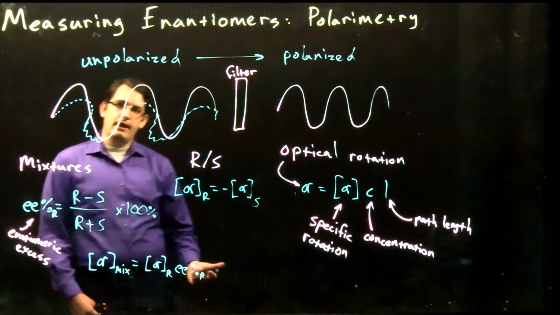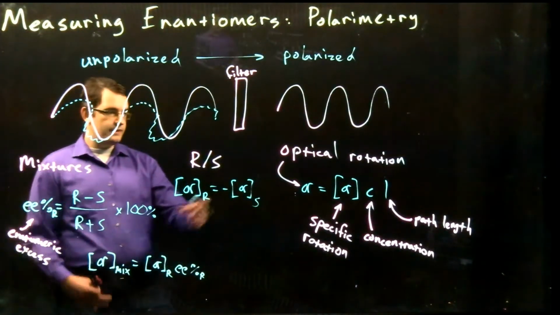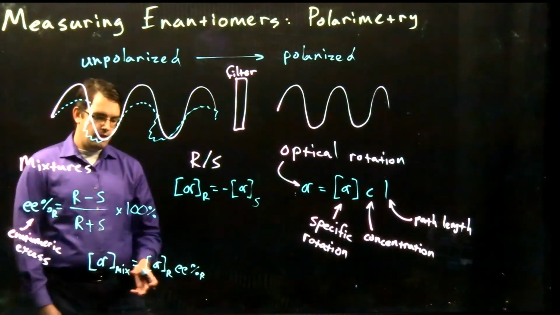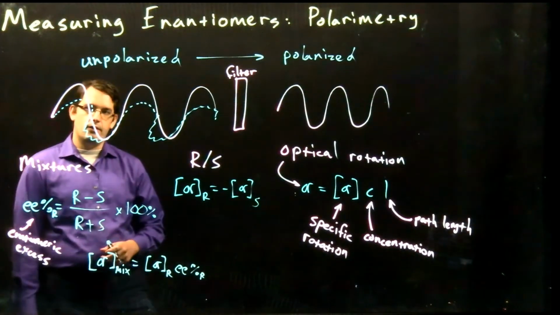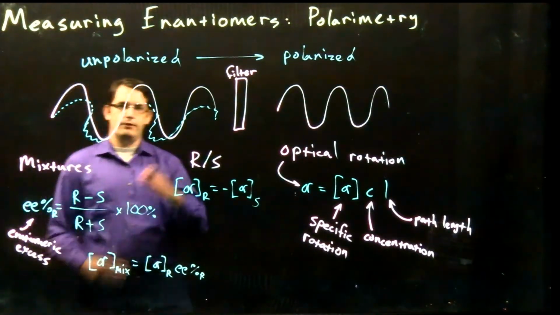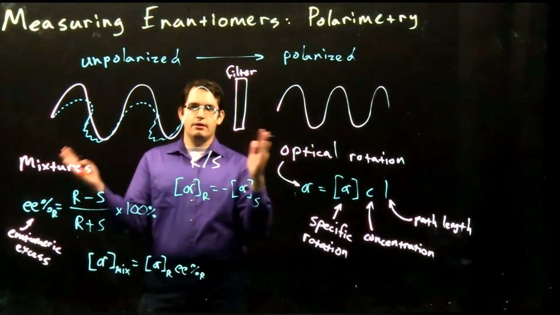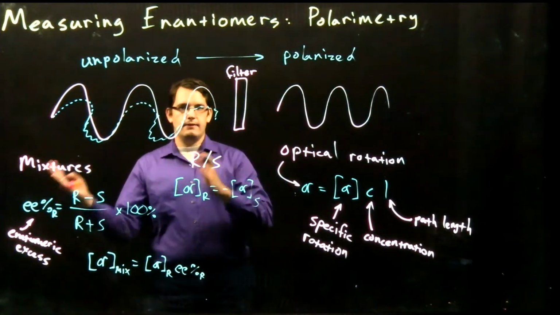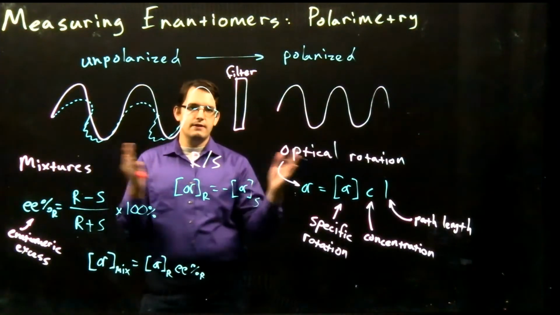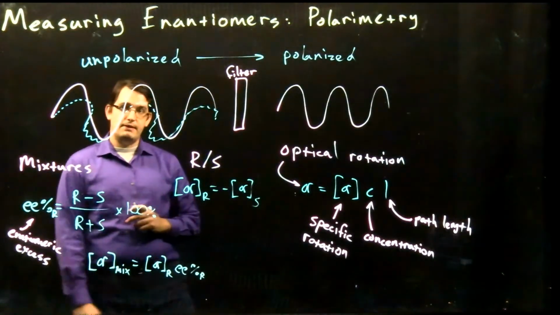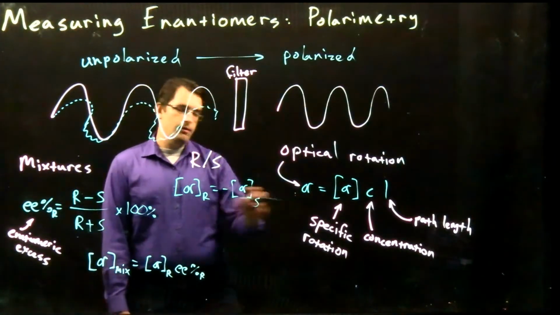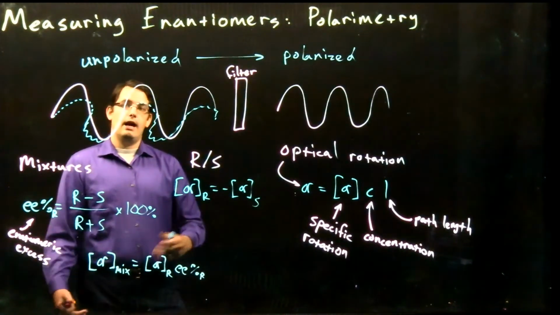As we increase the percentage of our S enantiomer, that's going to decrease our enantiomeric excess here and decrease the overall specific rotation. So again, that's showing the competition between our two different enantiomers, where they're basically both rotating in different directions and competing against one another to determine our overall specific rotation, which of course will also determine what our optical rotation is.